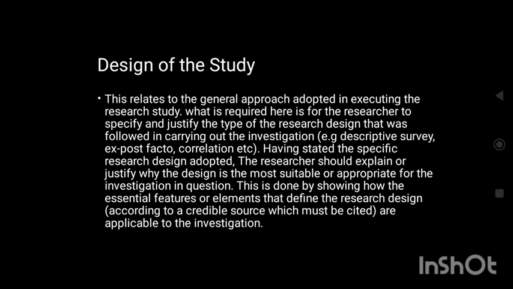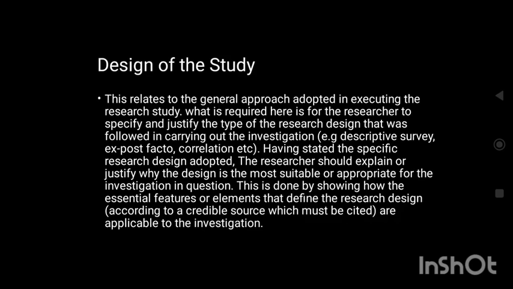Having stated the specific research design adopted, the researcher should explain or justify why the design is the most suitable or appropriate for the investigation in question. This is done by showing how the essential features or elements that define the research design are applicable to the investigation. After stating a particular research design, you are going to tell us your reason why you think that research design is the most suitable. And in stating which one is most suitable, you must cite a credible source that supports your reason. In our example, I'm going to show us what we mean by that. Let's look at this example.